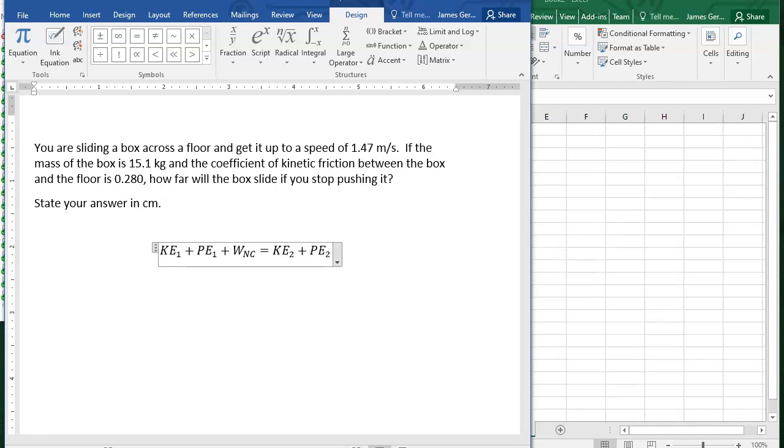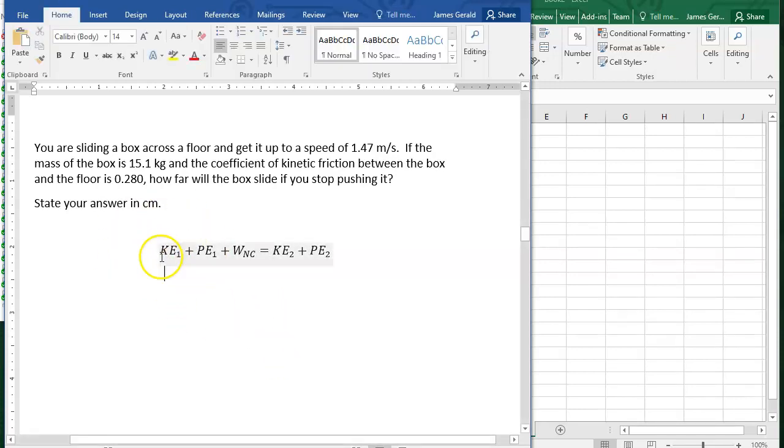So the kinetic energy when you start off plus the potential energy, this is when you let go of the box, plus work done by non-conservative forces, in this case friction, equals the kinetic energy at the end when the box comes to a stop, plus the potential energy at the end when the box comes to a stop.